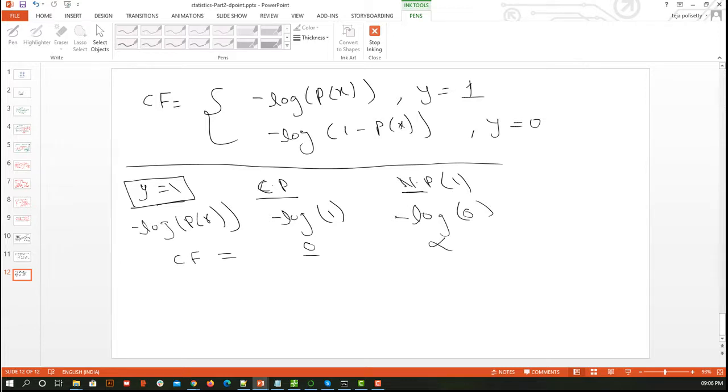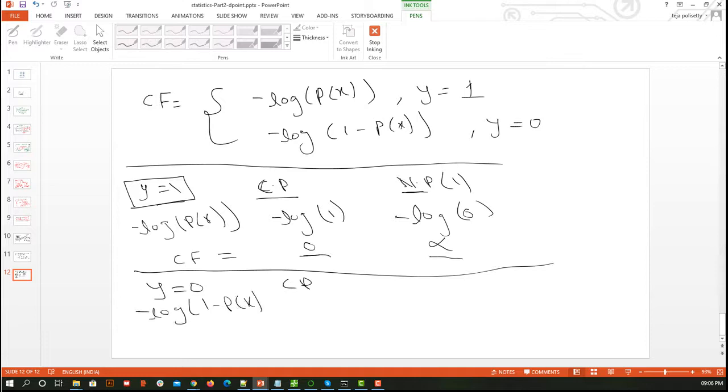So this was our cost function. If I am wrongly predicting, this is the fine I need to pay, and if I am correctly predicting, this is the fine I have to pay. Now in case I have predicted y equal to 0, and I am correctly predicting, my cost function will be minus log of 1 minus p of x. If I am correctly predicting, the p of x value is 0, so it becomes minus log of 1. The log value is 0, so my cost function value will become 0. It means that if I predict correctly, I have to pay nothing.